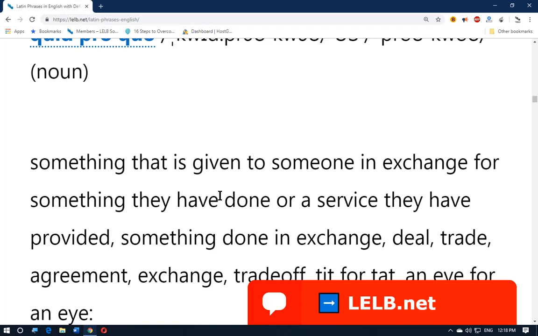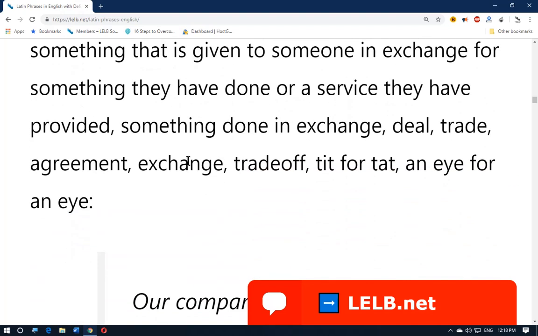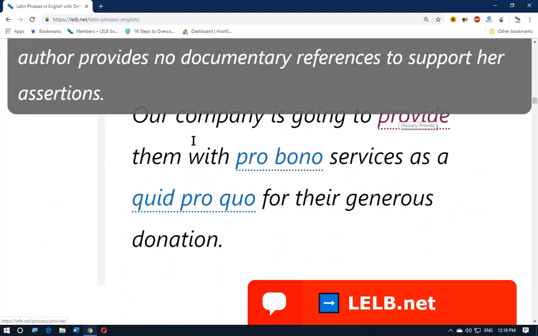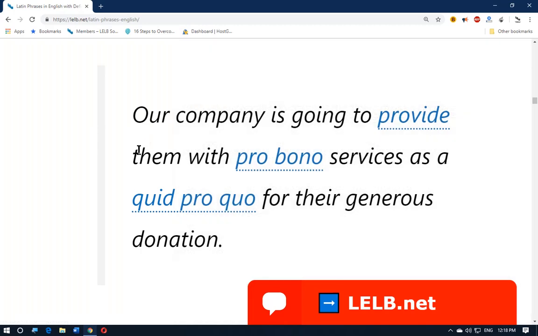Or a service they have provided. So something done in exchange: deal, trade, agreement, exchange, trade-off, tit for tat, an eye for an eye. Our company is going to provide them with pro bono services as a quid pro quo for the generous donation.